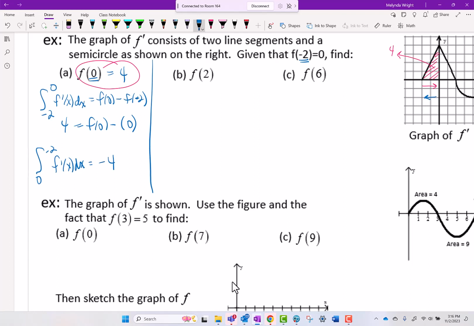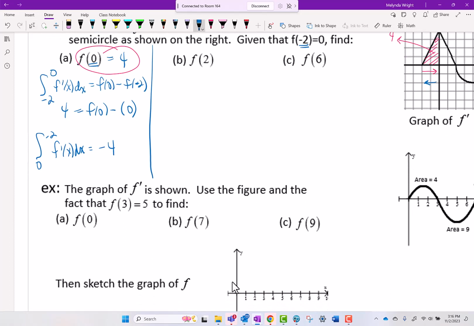So you might wonder why. I'm going to show you why. Remember our formula? So if I wanted to switch the order of these, what would I do? I would do the negative one, right? Negative integral from -2 to 0 of f prime of x dx. And that would give me a -4, which is a +4. Okay, so do we understand that? That's why when we go backwards, it's opposite.